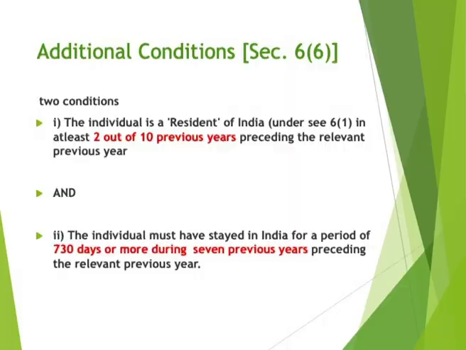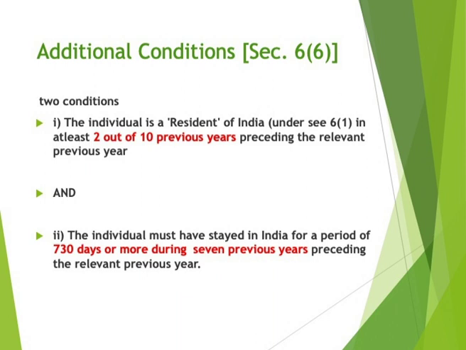Why? Because along with 60 days, they should have stayed 365 days, which is not at all possible for them. So, in that case that will be removed, and only 182 days will be taken into consideration. So, these are the basic conditions. Now, look at the additional conditions.